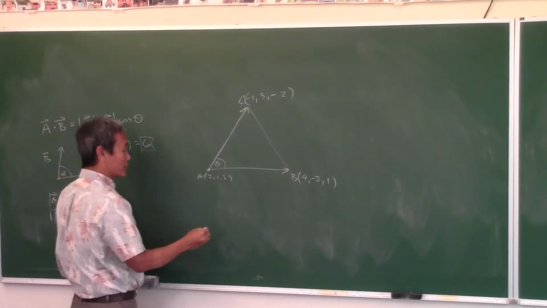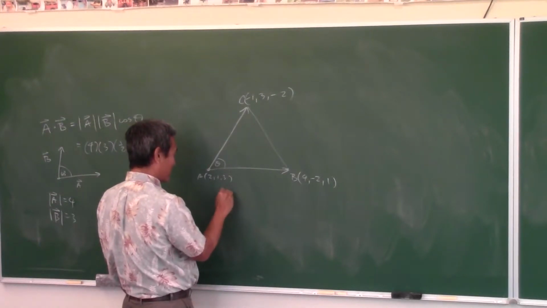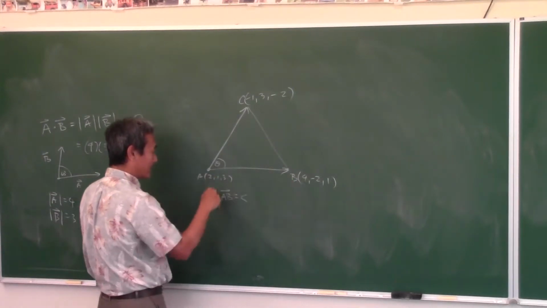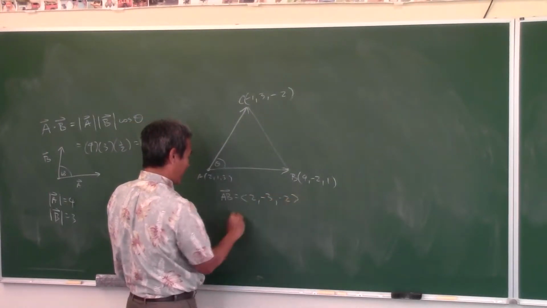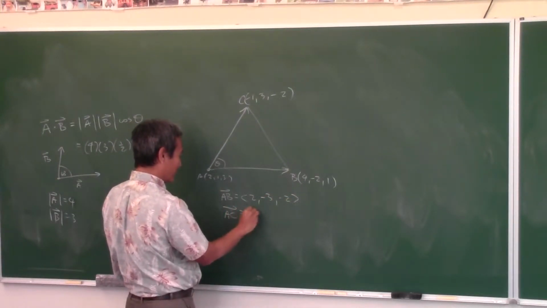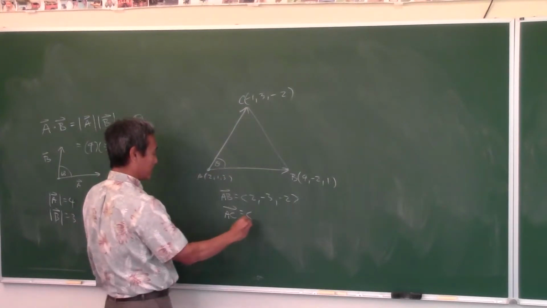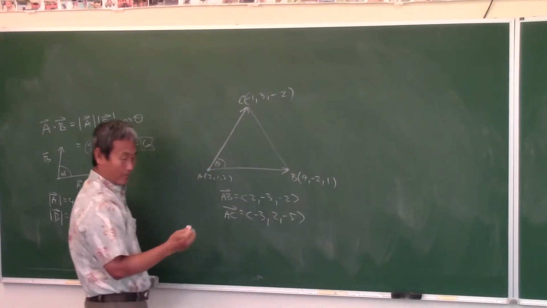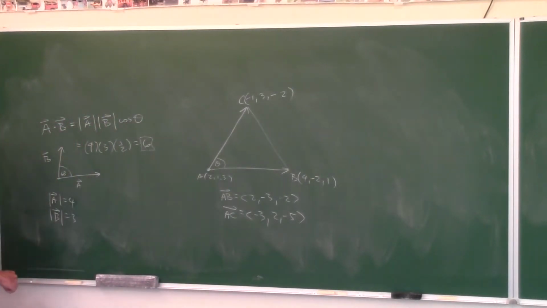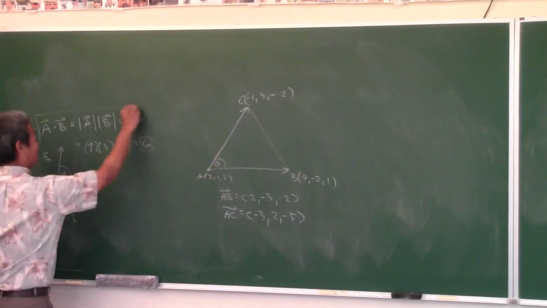The first thing you do is componentize. What is vector AB? You go head minus tail: (2, -3, -2). And then what is vector AC in component form? Head minus tail: (-3, 2, -5). You have to go head minus tail, otherwise your vector's pointing the wrong way. So now you just apply this definition right here.